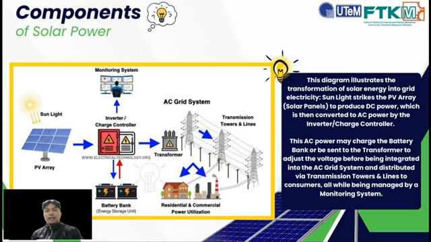After inversion, the AC electricity goes to a transformer, which steps up the voltage so it can be transmitted efficiently over long distances. Finally, the power is fed into the national grid through transmission lines and towers. Throughout this entire process, a monitoring system tracks performance to ensure the plant runs safely and efficiently.